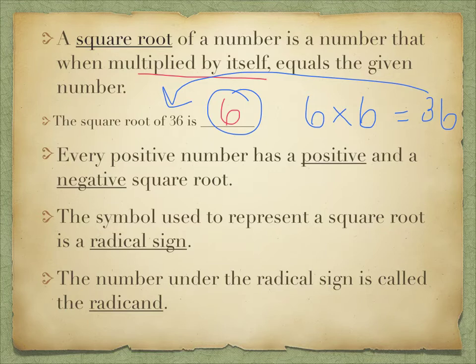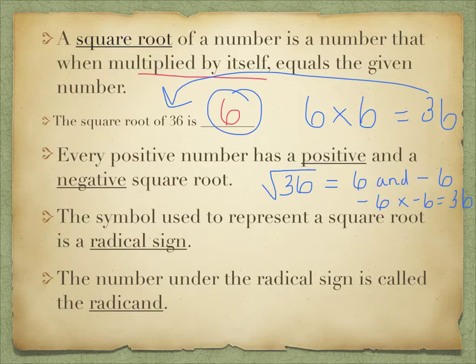Every positive number has a positive and a negative square root. So since 36 is a positive number, if I want to find the square root of 36, it can equal positive 6 and negative 6. And we know from previous lessons, if we start with negative 6 times negative 6, a negative times a negative equals a positive. So our answer would still be 36.